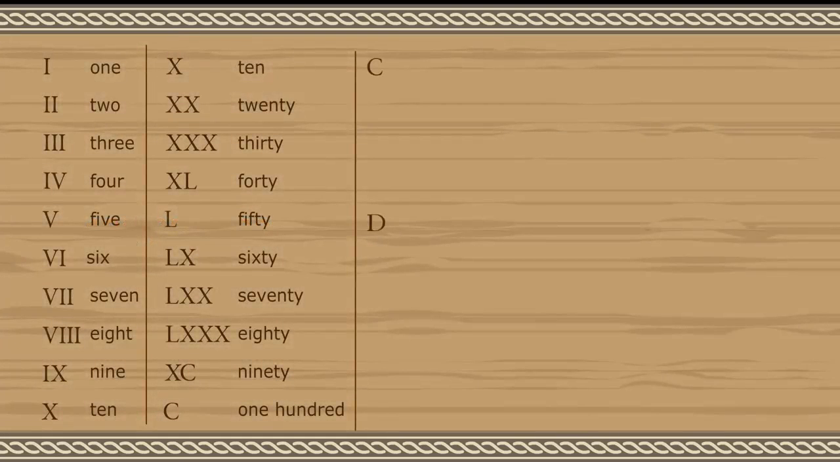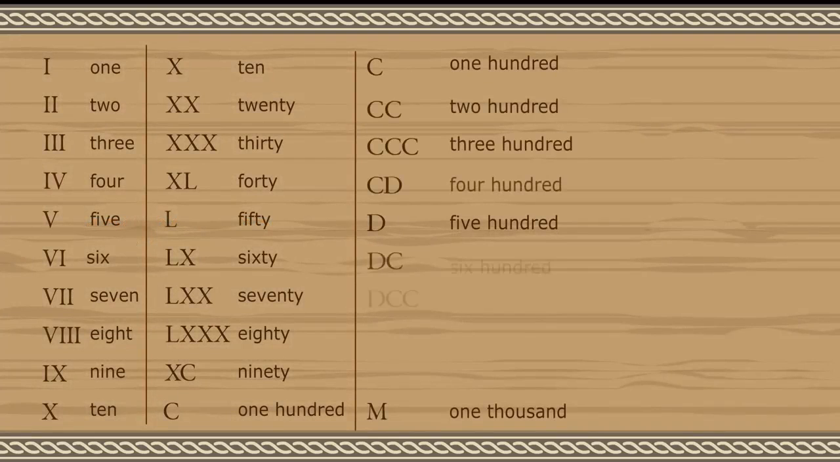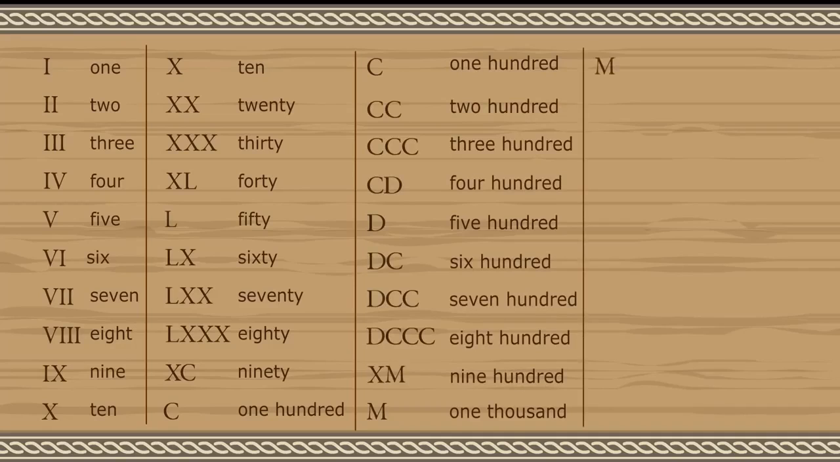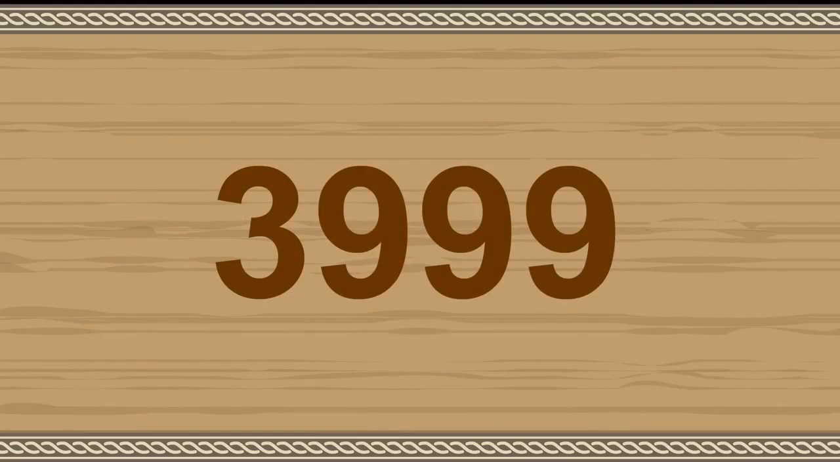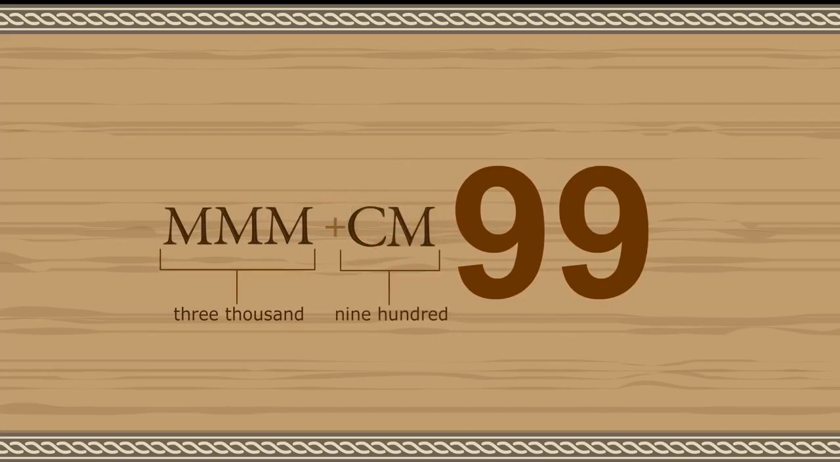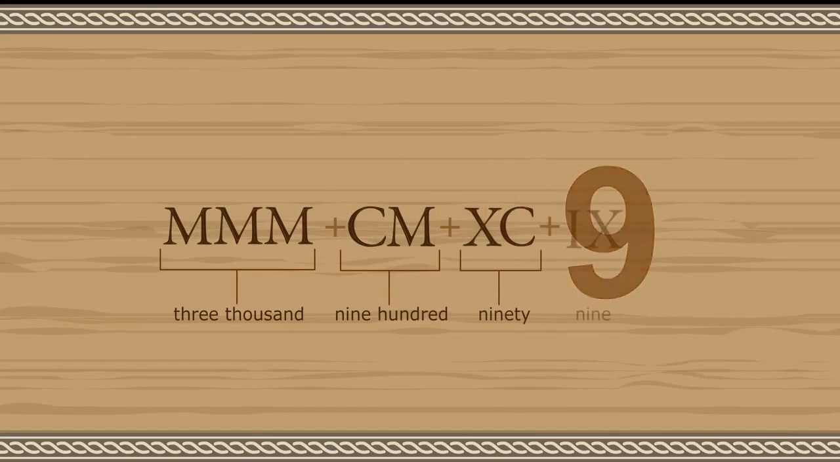The same pattern is used for the numbers 100 through 1000, using the symbols C, D, and M to represent 100, 500, and 1000. In addition, the symbol M may be repeated up to 3 times to represent 1000, 2000, or 3000. These groups of numerals can be combined to form any number up to 3,999. For example, this number is written as 3000 plus 900 plus 90 plus 9.